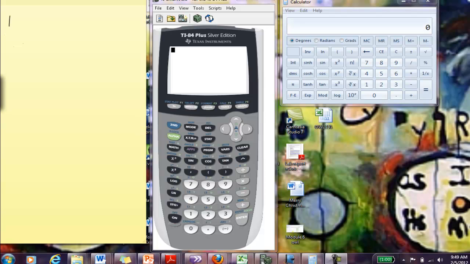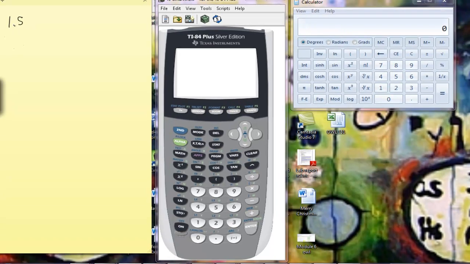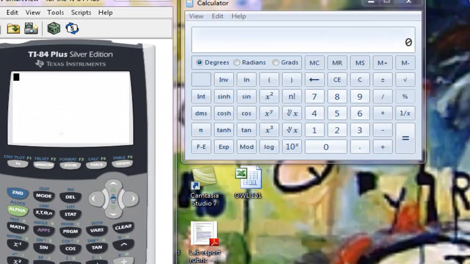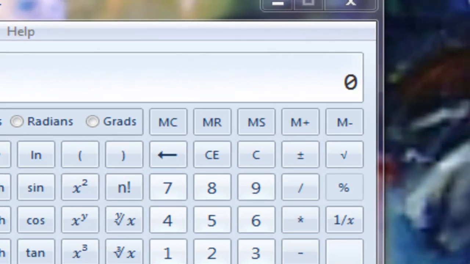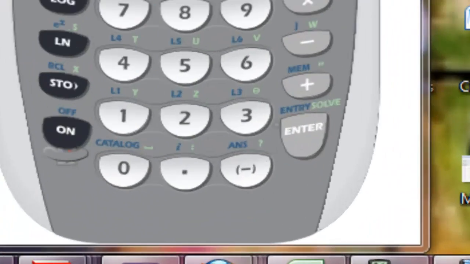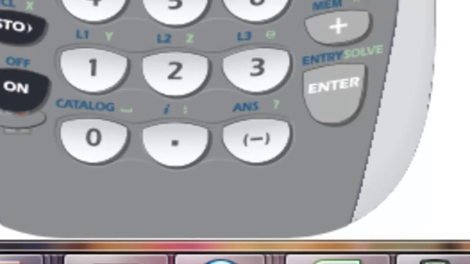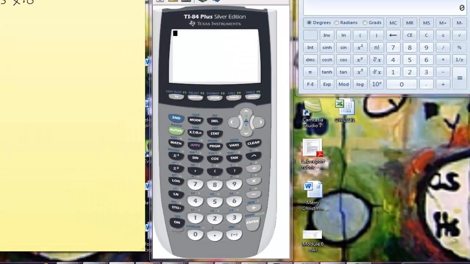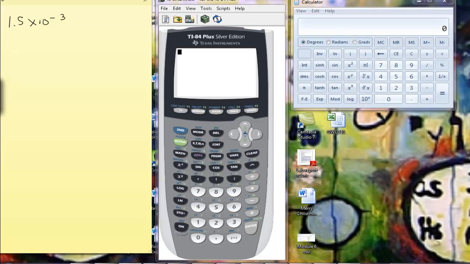Using scientific notation on a calculator, if we were going to input the number 1.5 times 10 to the minus third on a calculator, I have an example of a TI 80 series calculator and an example of a calculator that has a plus minus key, which is right up here, versus a negative sign key, which is separate from the minus operation key.